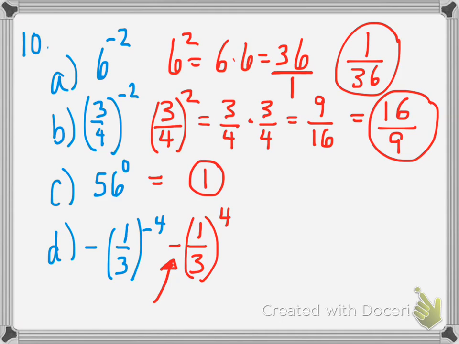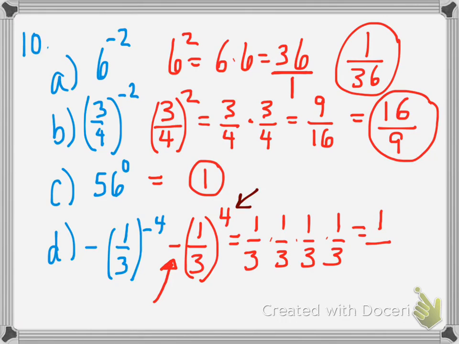If I were expanding 1/3 to the 4th, I would write 1/3 times 1/3 times 1/3 times 1/3. Why did I write it 4 times? Remember, our exponent tells us how many times to write it. So to multiply straight across, 1 times 1 times 1 times 1 is just 1. And if I multiply 3 times 3 times 3 times 3, that gives me 81. So this would be my value.